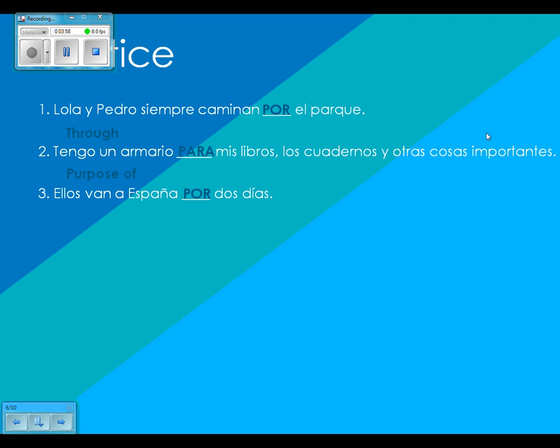Number 3. Ellos van a España blank 2 días. Por, duration of time. It is a duration of time because they go to Spain for the length of 2 days. Number 4. La novela Harry Potter fue escrita blank J.K. Rowling. Por, by an agent. It is by an agent because the novel Harry Potter was written by J.K. Rowling.